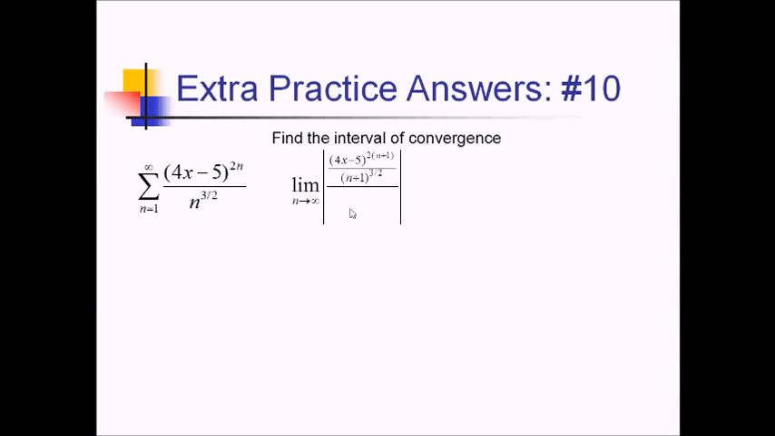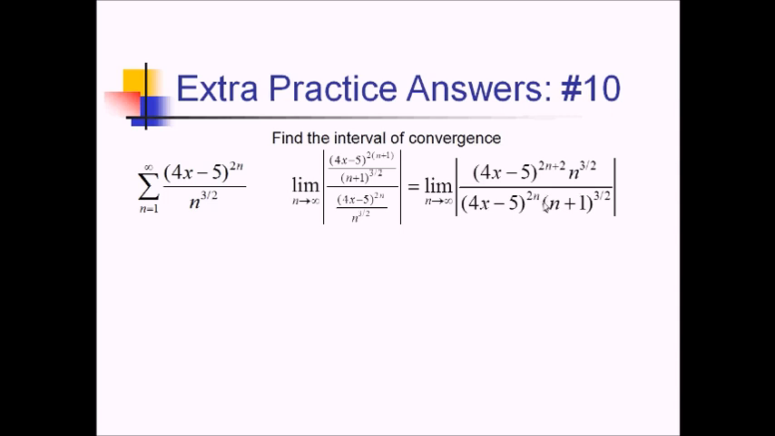And we're going to divide this by the nth term, which is just what you see here in the sum. Let's flip this stuff. In my numerator, I've got 4x minus 5 to the 2n plus 2. Oh, and we'll also have an n to the 3 halves up there. Denominator, I've got n plus 1 to the 3 halves and 4x minus 5 quantity to the 2n. Let's simplify these a little bit. Can't do anything with these n expressions because we have n versus n plus 1, but this infinite limit will take care of that down the road.